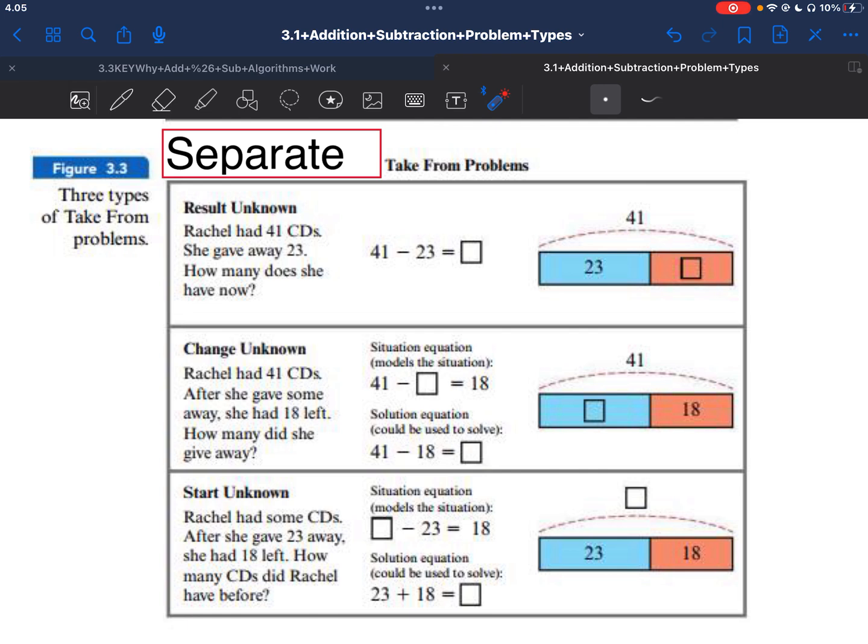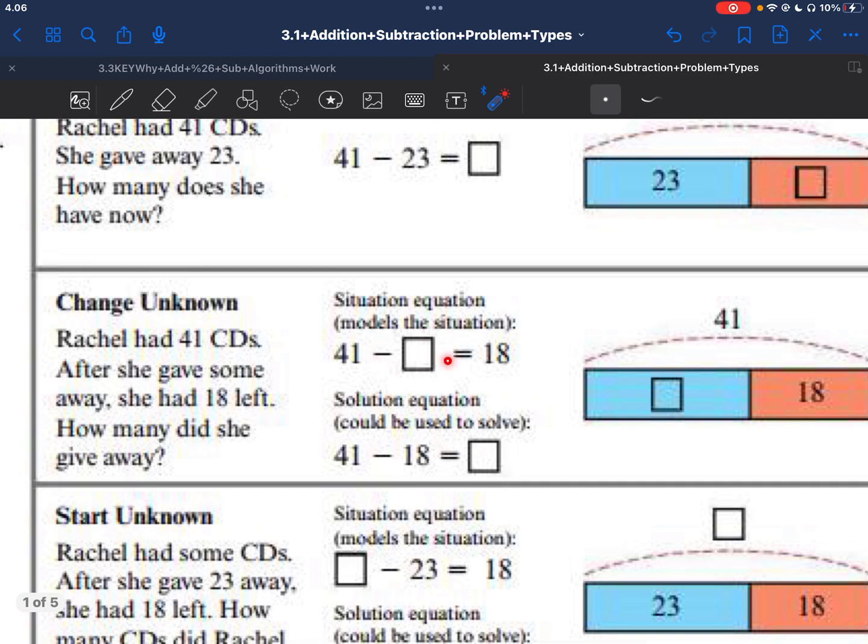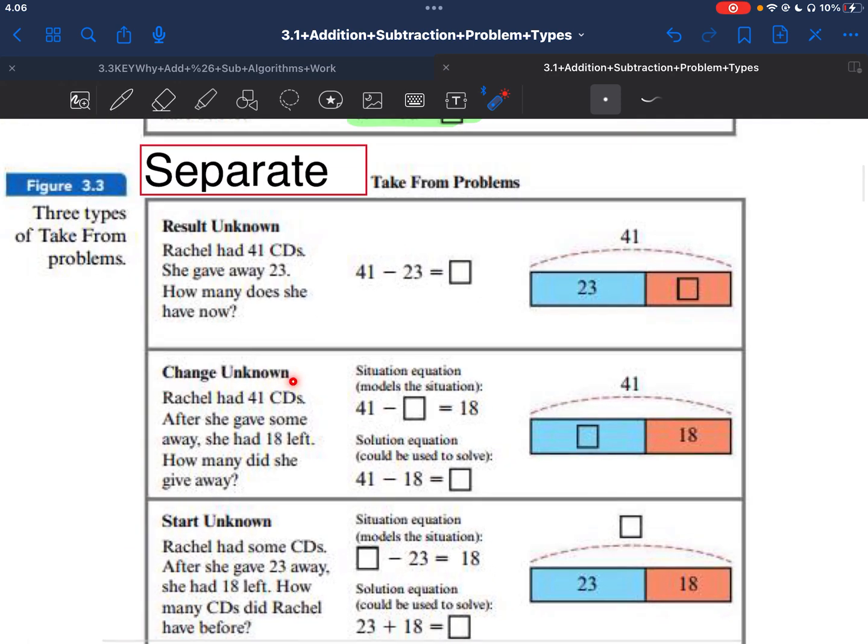So yeah, again, we know what we start with. We have 41 in total. From that pool of 41 CDs, I'm going to take away 23. And then we need to know what's left, right? Then the change unknown, again, we don't know what we're subtracting, but we know what we start with and what we end up with. So that's why we call it change unknown.